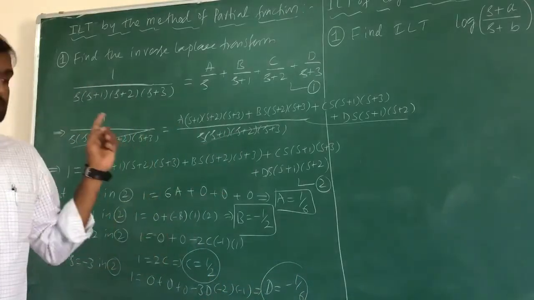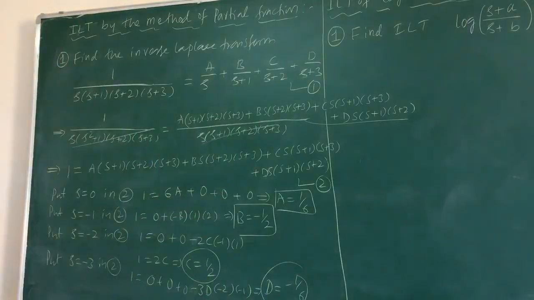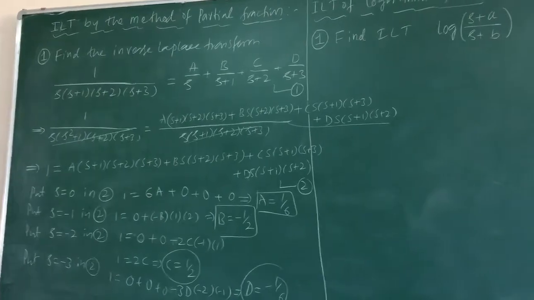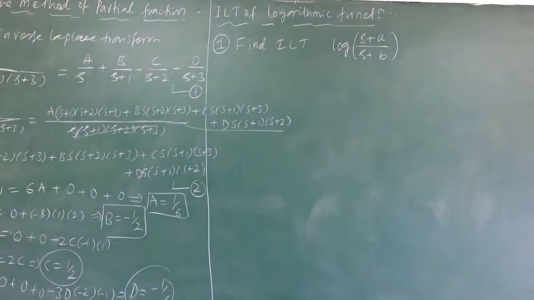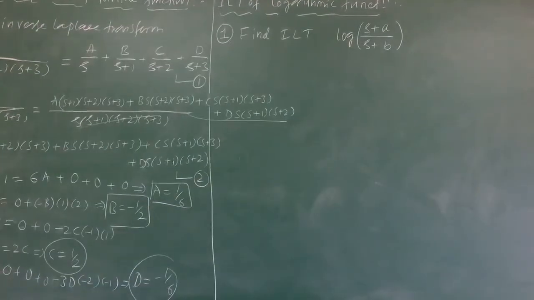So a is 1 by 6, b is minus 1 by 2, c is 1 by 2, and d is minus 1 by 6. Now substitute these values in equation 1.